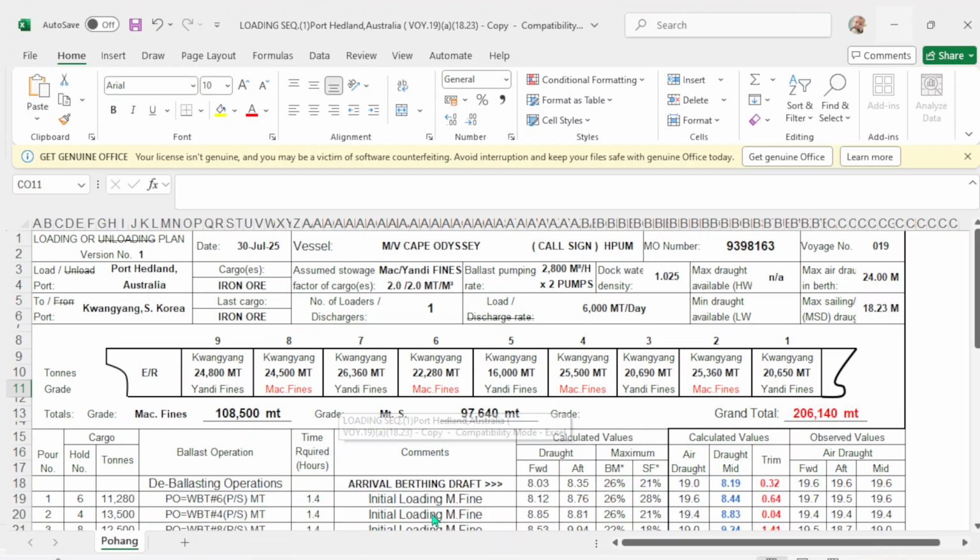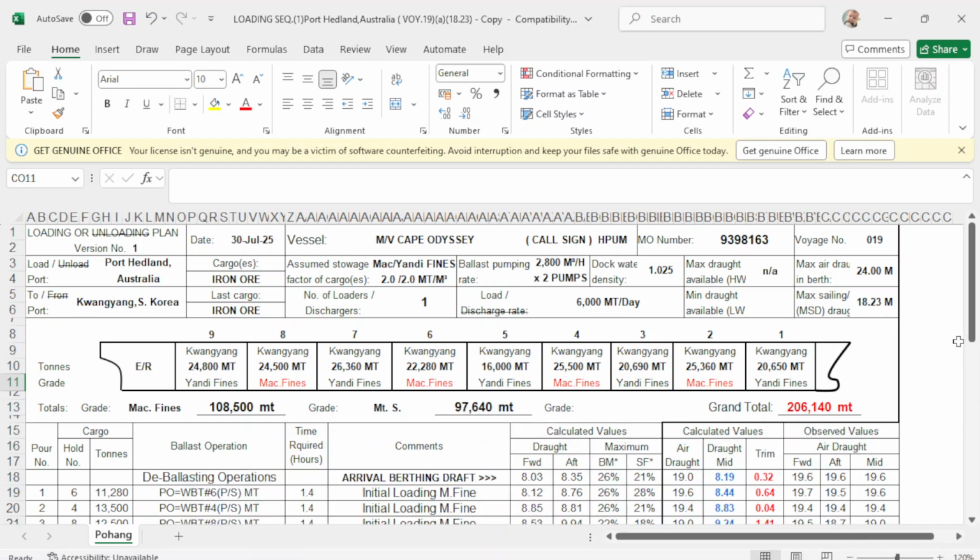Okay, this is now the loading plan, guys. The vessel is loading in Port Hedland, Australia, and the cargo is to be discharged in Gwangyang, South Korea. The cargo is iron ore, and the total sailing draft will be 18.23. There are only two kinds of cargo, the Mac fines and the Yandi fines. And the total cargo to be loaded is 206,140 metric tons.